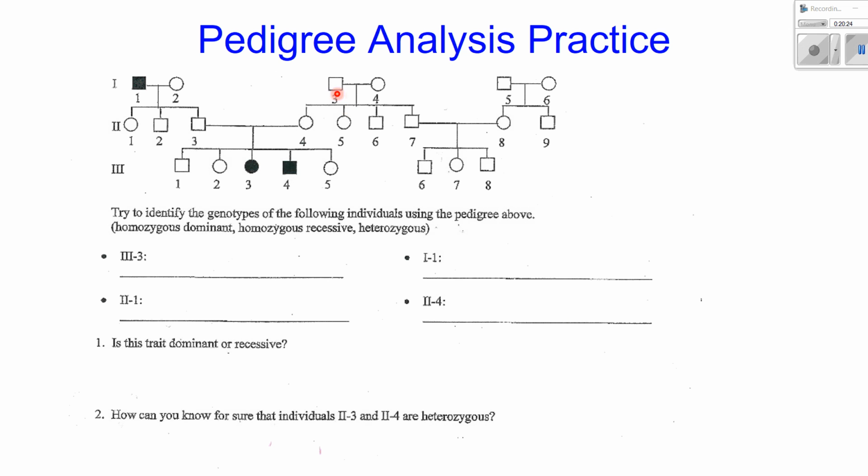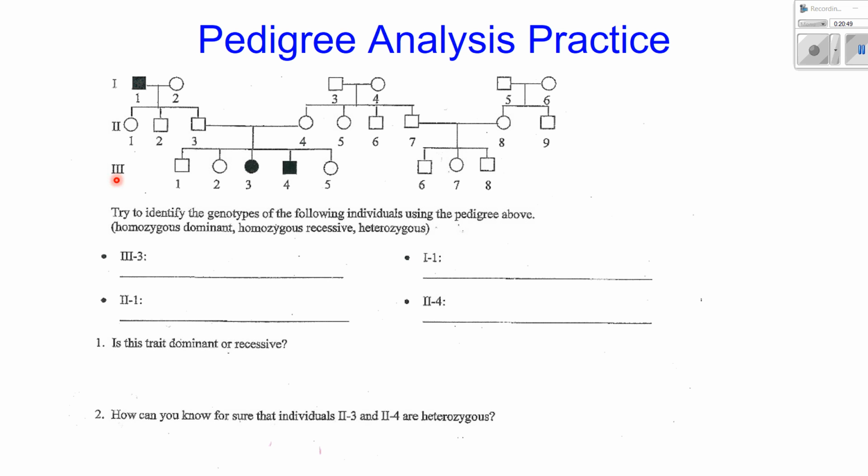And once again, we have multiple generations. Let's see, we have three generations in a family. Each generation has been designated with a Roman numeral. So Roman numeral 1 is the first generation, and then we have the second generation all the way across, and the third generation. And each person in this family has been designated with a number.